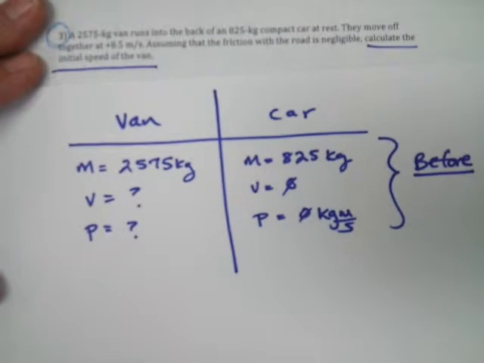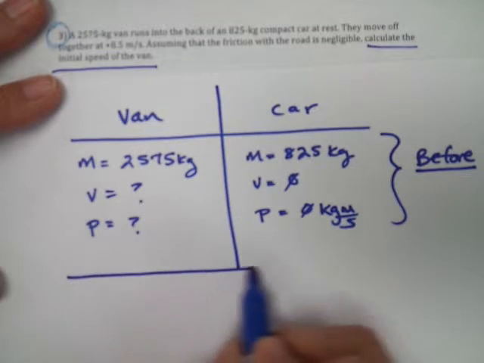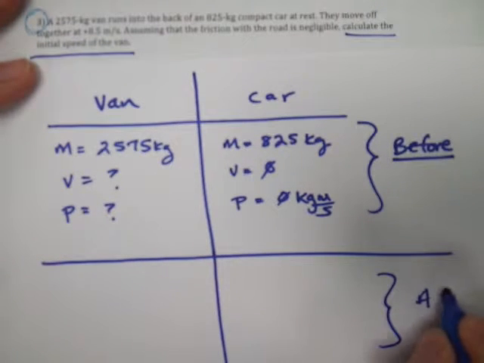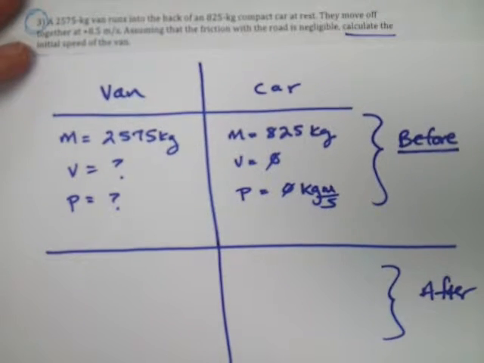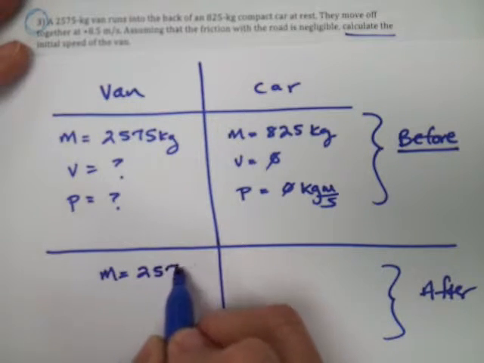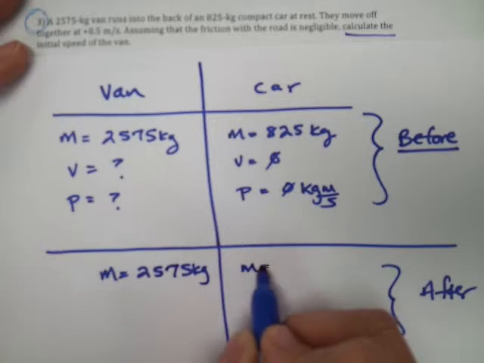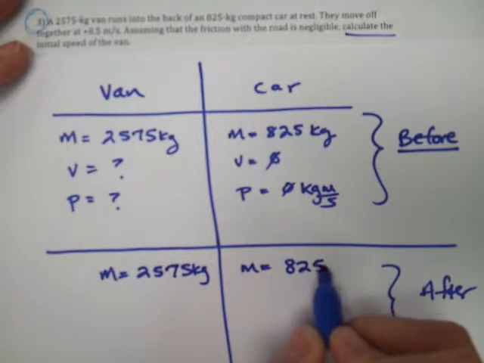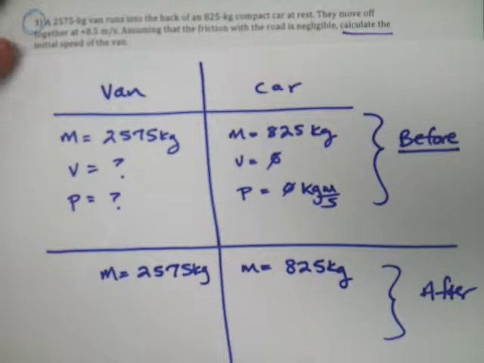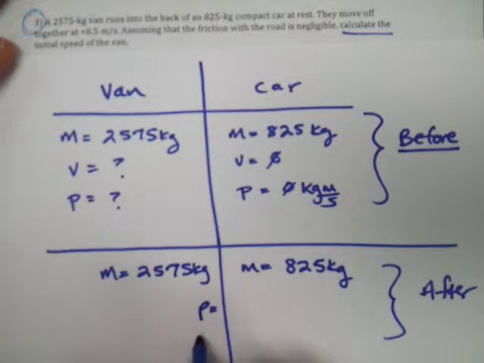Now, what about the collision that's going to be helpful to us? So let's divide it again. So let's look at what happens after. So after the collision, we still have the mass of the van, and we have the mass of the car. They stick together because it's an inelastic collision. So they will have the same momentum and they will have the same velocity together. So that's going to make it much easier for us to figure out.